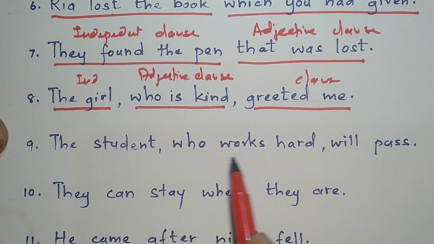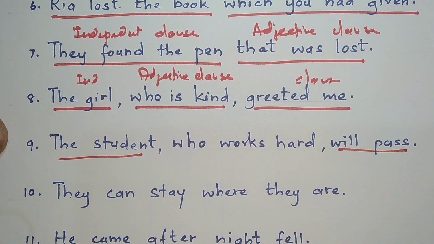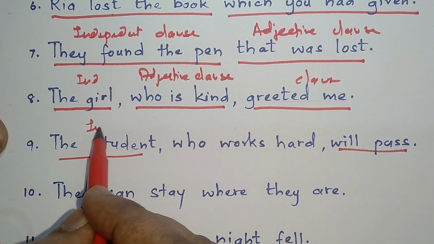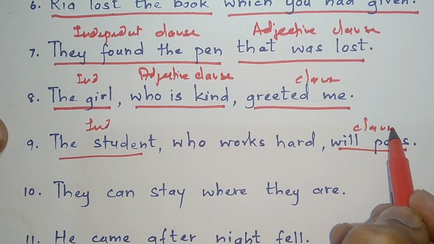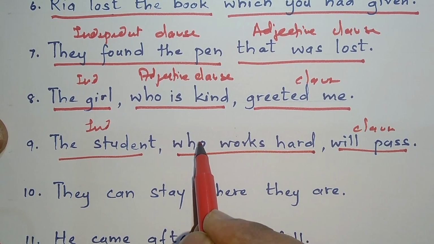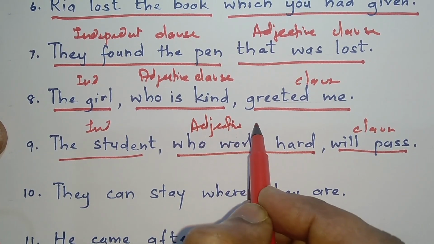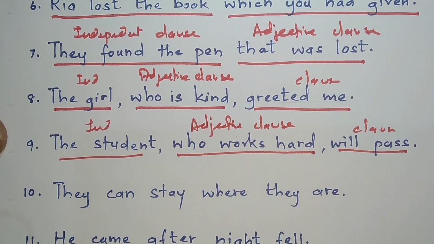The student who works hard will pass. The student will pass. This clause makes sense on its own, and therefore it is an independent clause. Which student? Who works hard. And therefore this is the dependent clause, and the dependent clause is an adjective clause.